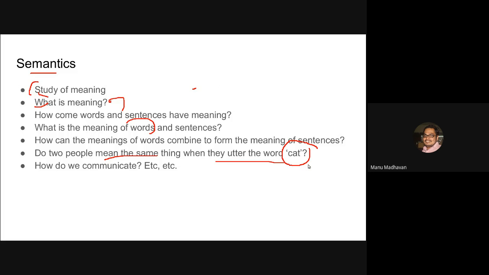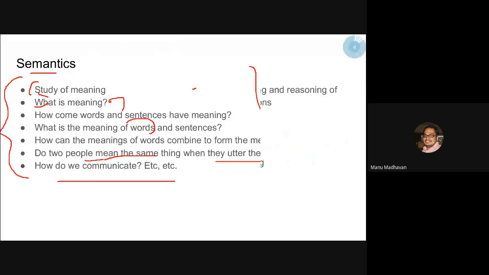of a meaning of anything, is a difficult thing. So how to represent the meaning of a word is a question. Or how do we communicate, how does the other person get the right meaning, or how does it get represented in the next person? So there are so many questions to answer when we are talking about semantics.